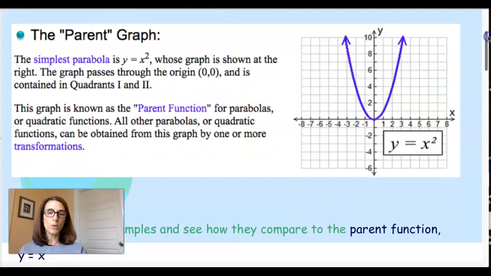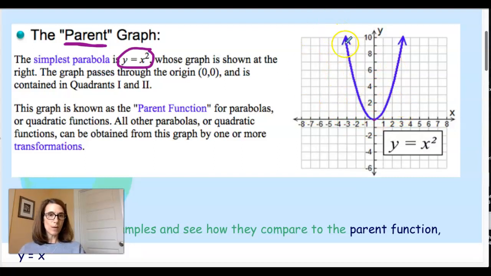The first thing we want to take a look at is our parent graph. Our parent graph is the most simple form of the parabola, and that's the graph of y equals x squared. We don't even have a coefficient here. This graph is shown right here, and it passes through the origin, point 0, 0, so that's our vertex, and is only found in these top two quadrants. This is the parent function for any parabola that we're going to work with in this chapter.